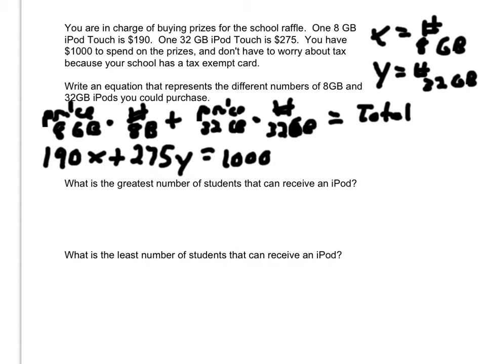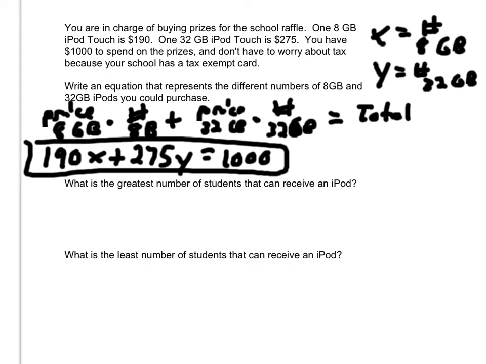So first of all, here's our equation that we have. It's a standard form equation. Pretty easy to write in standard form. Now we want to know what's the greatest number of students that can receive an iPod. Let's stop and think about this. The more cheap iPods I buy, the more iPods I can get. So if I didn't buy any of the expensive iPods, that's going to maximize how many iPods I can buy with my money. Because if we buy all cheap iPods, then we're going to get more iPods for our money.